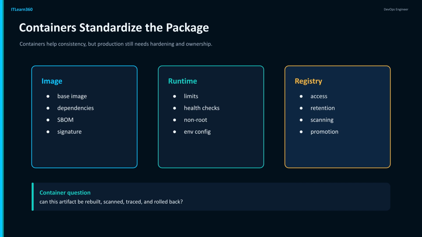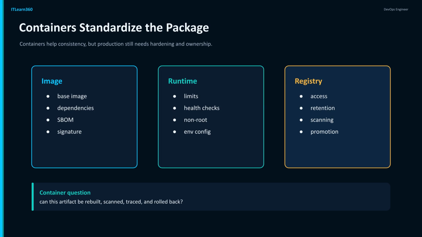At runtime, use health checks, resource limits, non-root execution where appropriate, and configuration that is supplied safely. The registry also needs access controls, retention, scanning, and promotion rules. A useful DevOps question is, can this artifact be rebuilt, scanned, traced, promoted, and rolled back? At North Star, that traceability helps the team know exactly which checkout image is running during the incident.